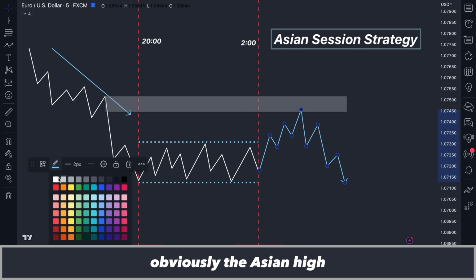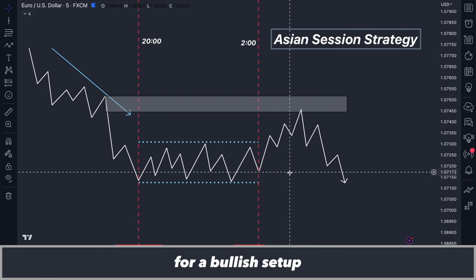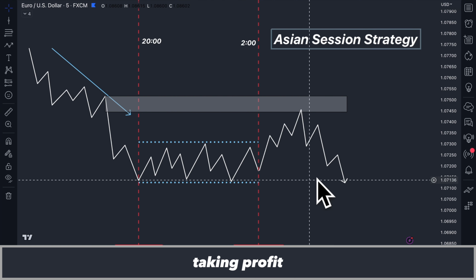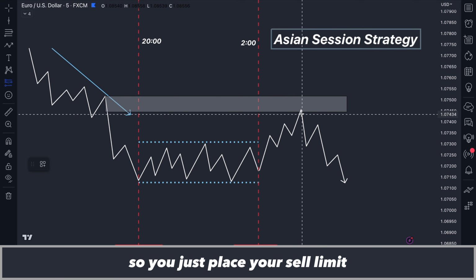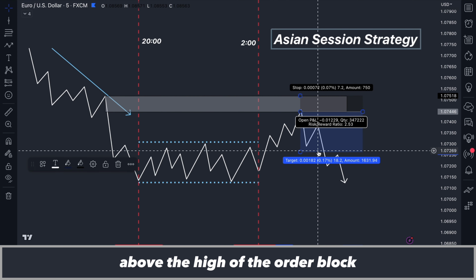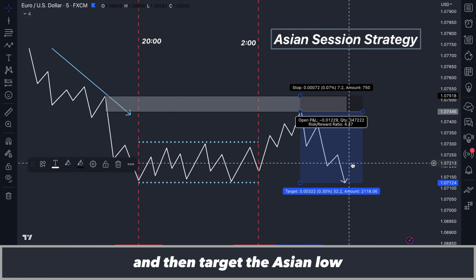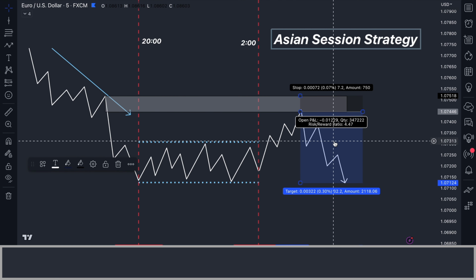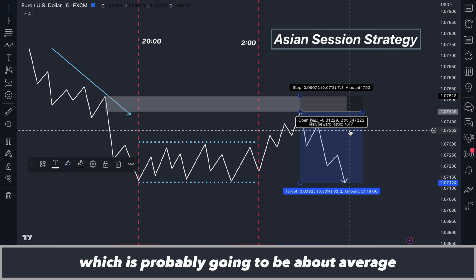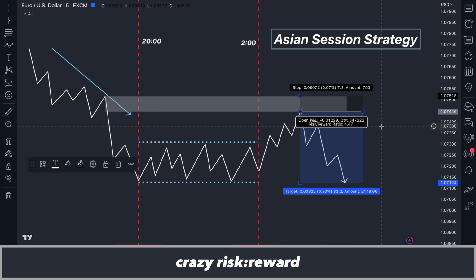In this case, obviously the Asian high if you're going bullish setup, but in this case you're going to be taking profit at the Asian low. So you just place your sell limit, place your stop loss above the high of the order block, and then target the Asian low. And in this textbook setup, just works out as a 4.4 R, which is probably going to be about average. You're not looking for crazy risk reward, but you're not looking for one-to-ones.